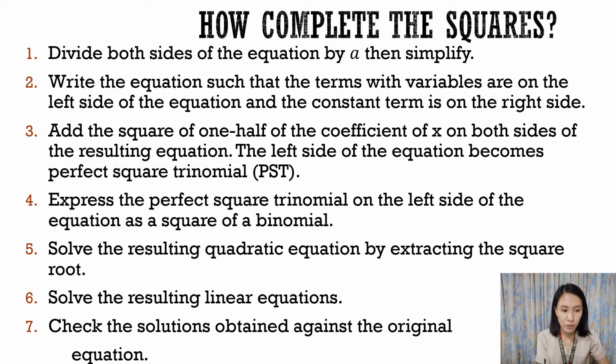The left side of the equation becomes a perfect square trinomial or PST. Number 4, express the PST on the left side of the equation as a square of binomial. Number 5, solve the resulting quadratic equation by extracting square roots. Solve the resulting linear equations, and then check the solutions obtained against the original equation.